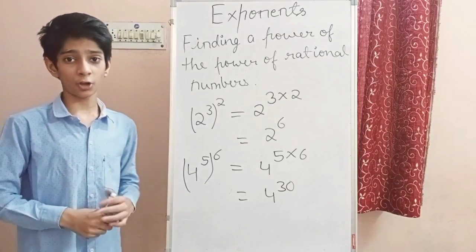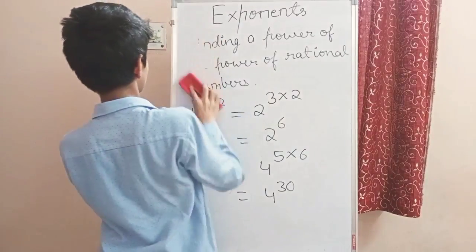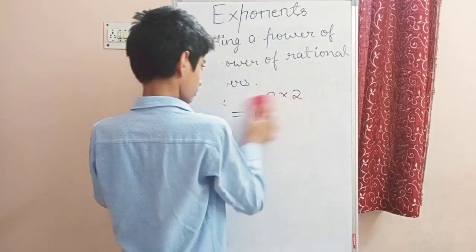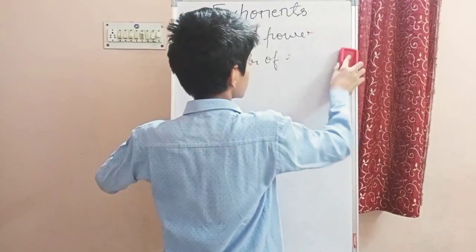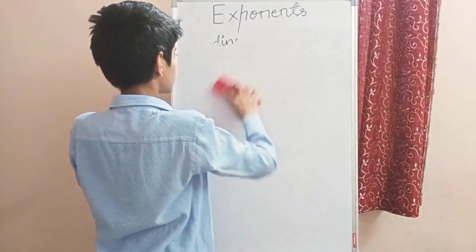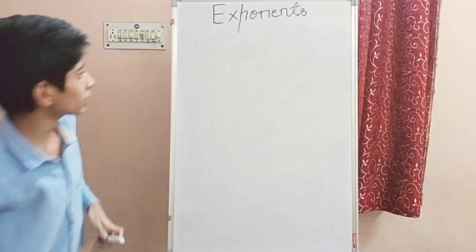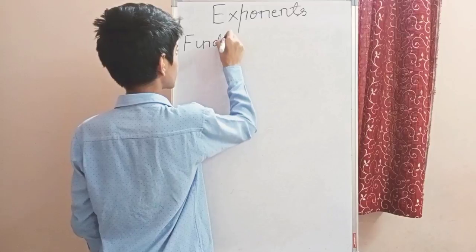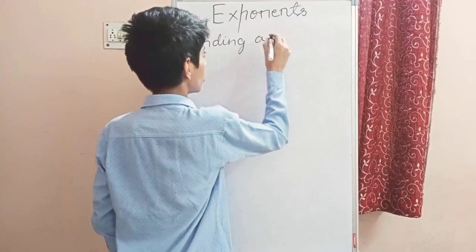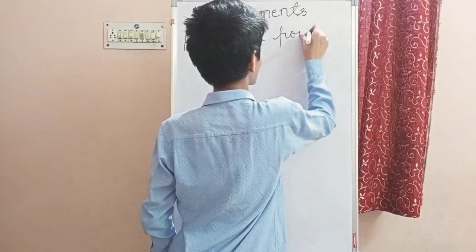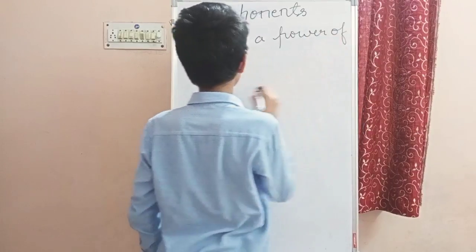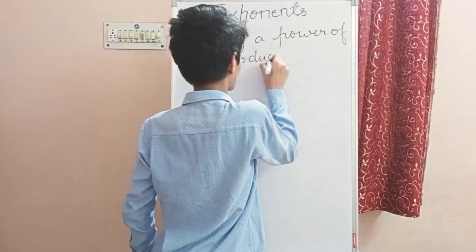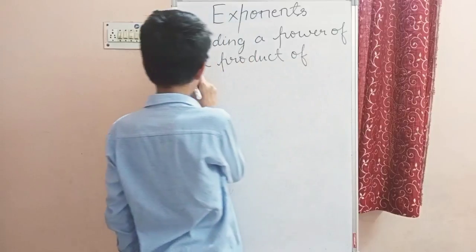Now I will tell you the third law of exponents. Now what does the third law say? Third law says finding a power of the product. Finding a power of the product of rational numbers.